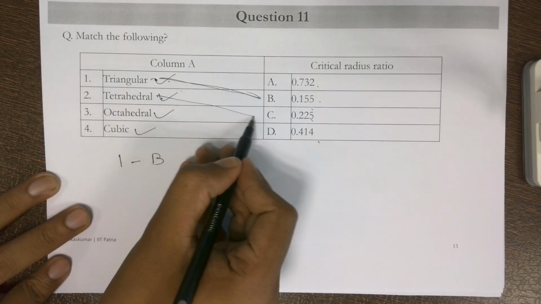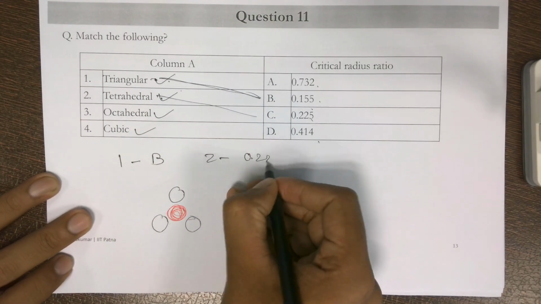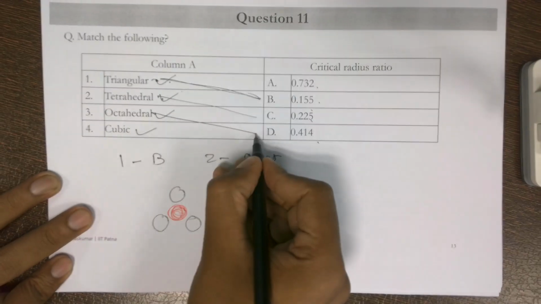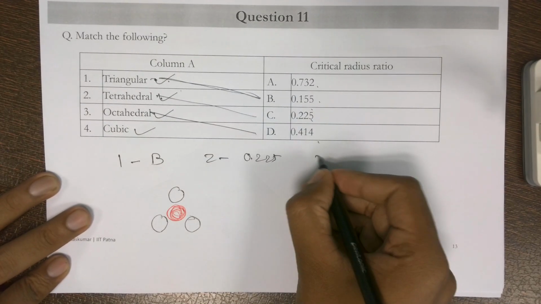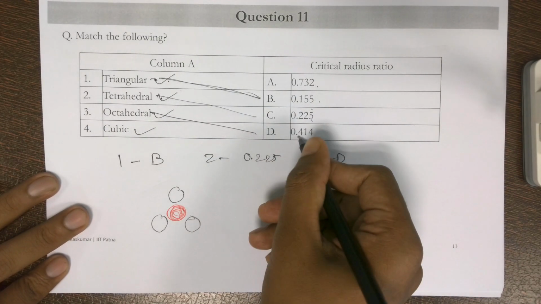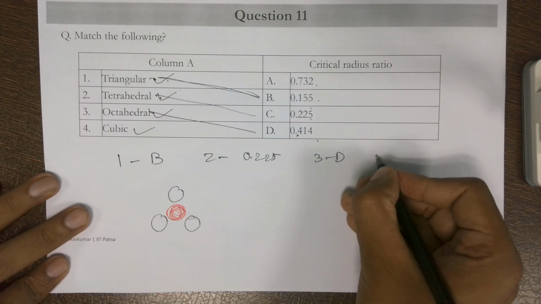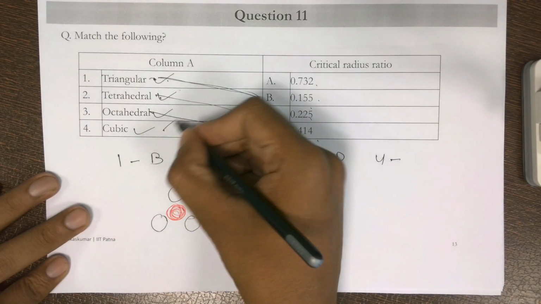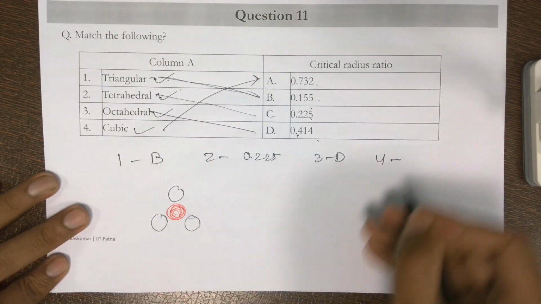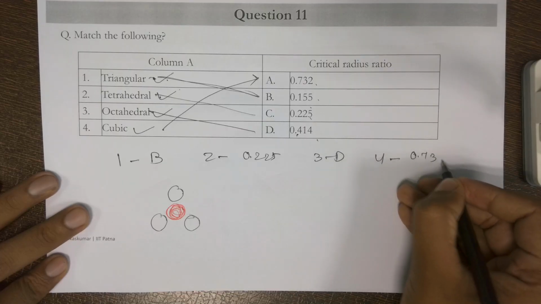Tetrahedral is going to match with the C. Very good. 0.225. Octahedral, 3, is going to match with the D. 0.414. And the last one, cubic. It is the highest one. Alright, very good. A. 0.732.